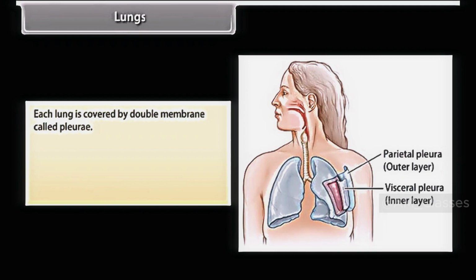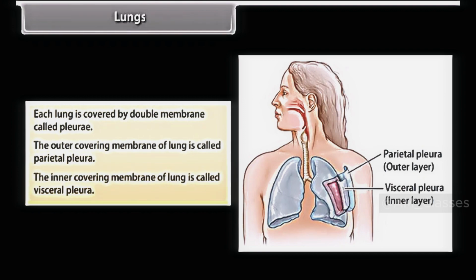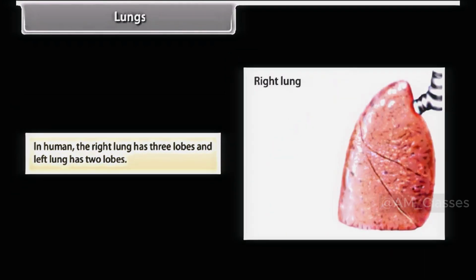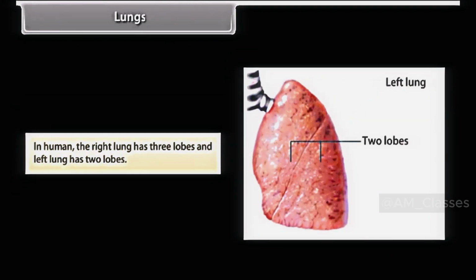Lungs. Each lung is covered by a double membrane called pleurae. The outer covering membrane of the lung is called parietal pleura. The inner covering membrane of the lung is called visceral pleura. In humans, the right lung has 3 lobes and the left lung has 2 lobes.